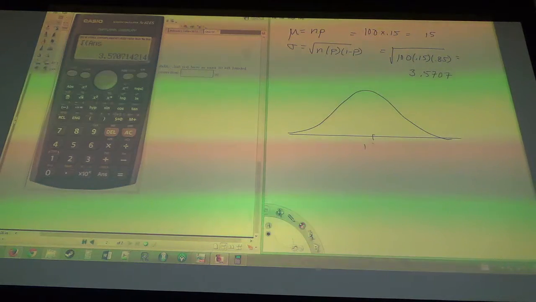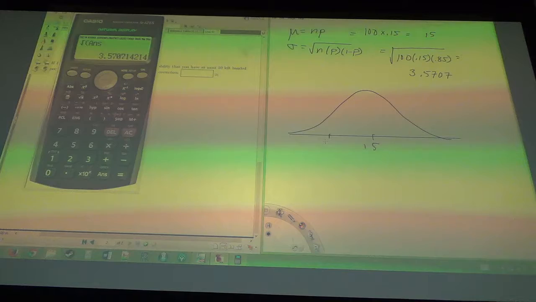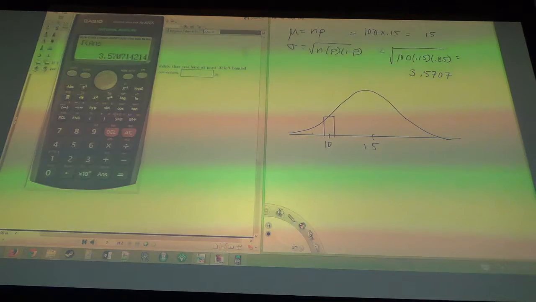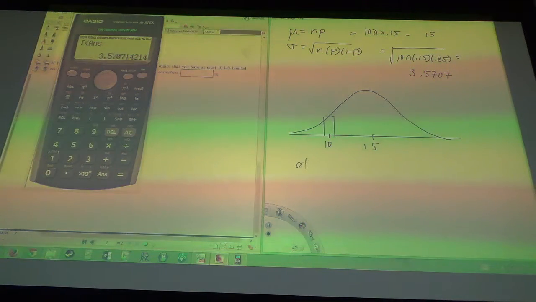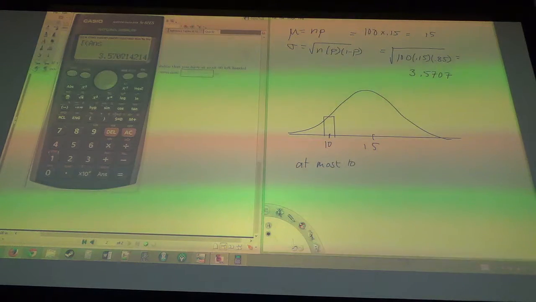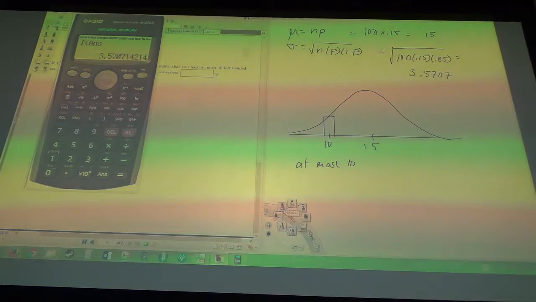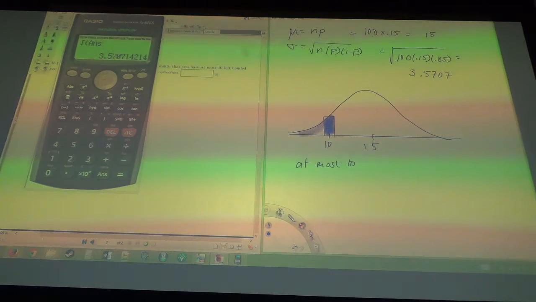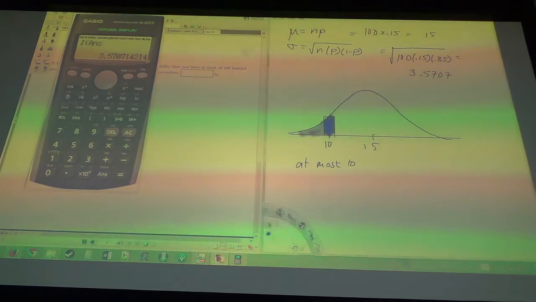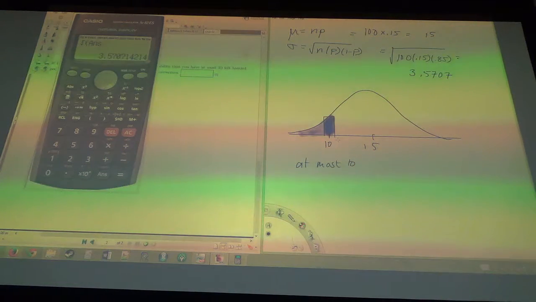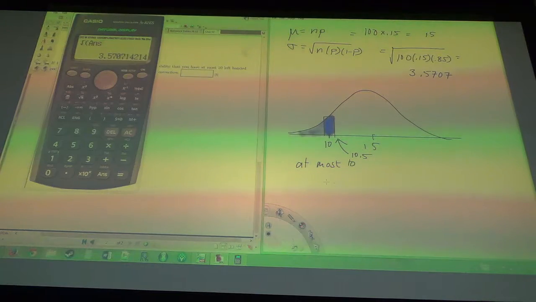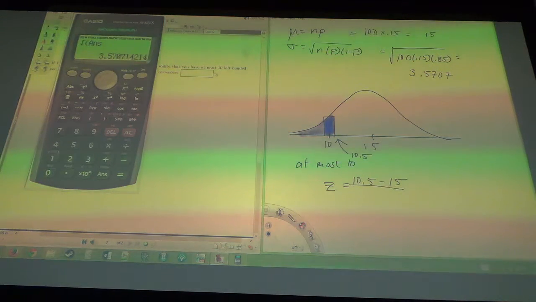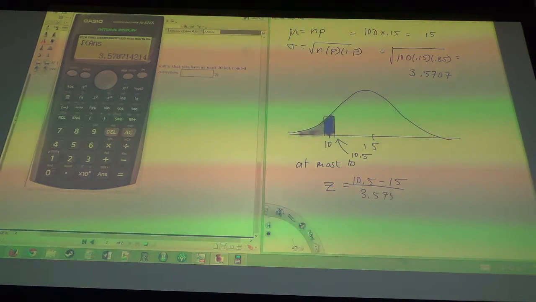Okay. We're centered at 15, but just imagine a bar centered at 10, okay? And because it says at most 10, I want to include 10. So if I'm shading this in, I want to include 10 in there, okay? So my cutoff is going to be at 10.5. So I would say z is equal to 10.5 minus 15 over the standard deviation of 3.5707.